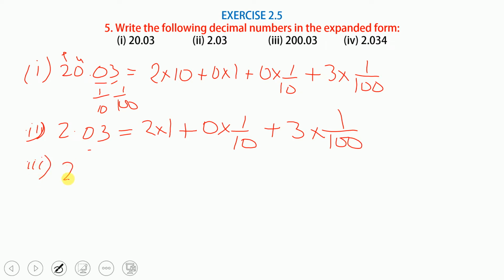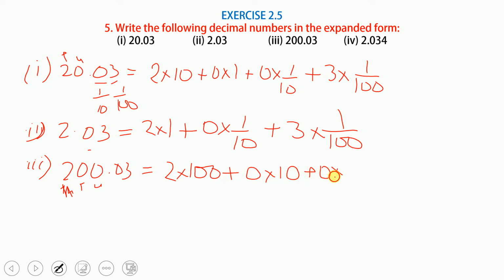It is 200.03. Correct? So 200 means units, tens and hundreds. So it will become 2 into 100 plus 0 into 10 plus 0 into 1 plus 0 into 1 upon 10 plus 3 into 1 upon 100. Like this you will write.